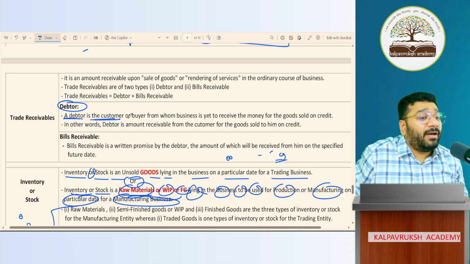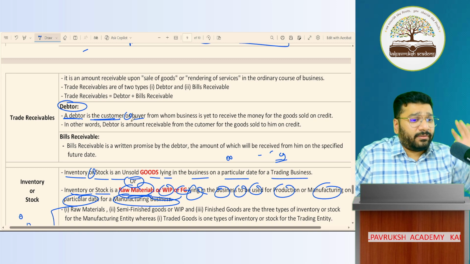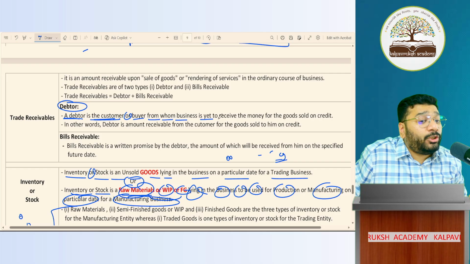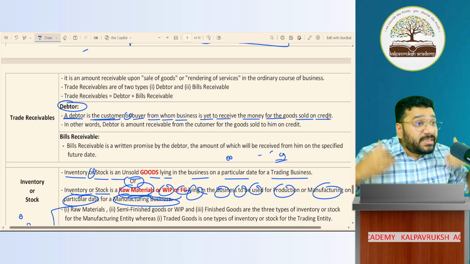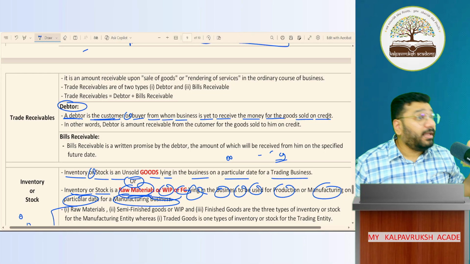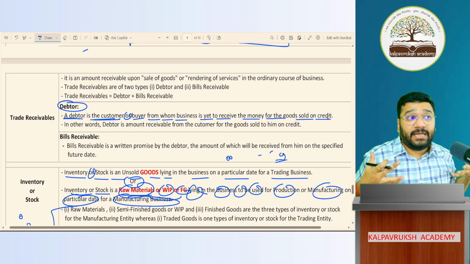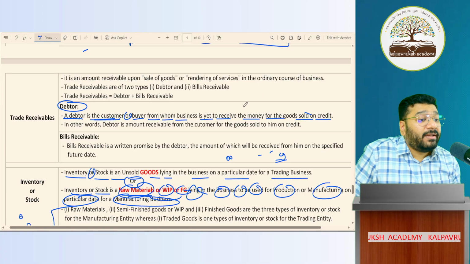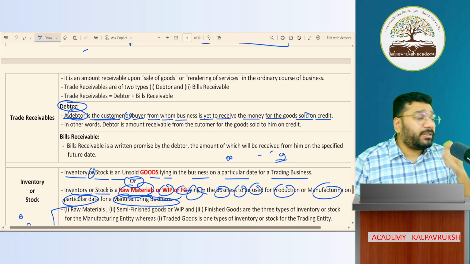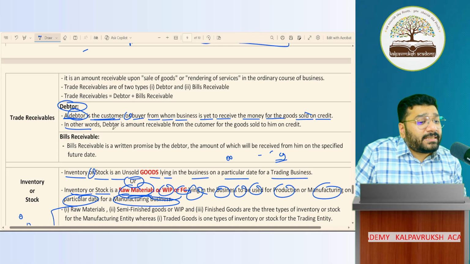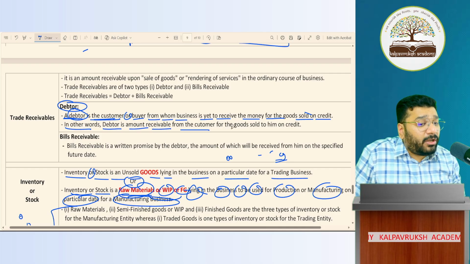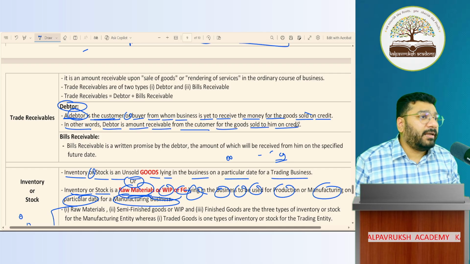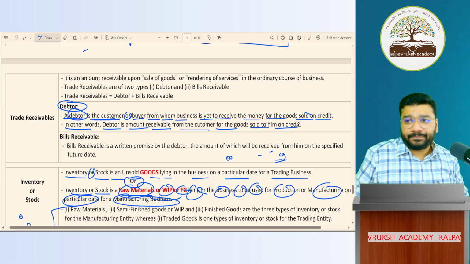A debtor is a customer or the buyer. Concentrate. From whom the business is yet to receive the money, for the goods sold on credit. So the business sold the goods on credit to the customer, and from such a customer we are yet to receive the money. So those customers, we put them under what category? What classification? Debtor classification. In other words, debtor is the amount receivable from the customer for the goods sold to him on credit. Clear or not clear? Okay.